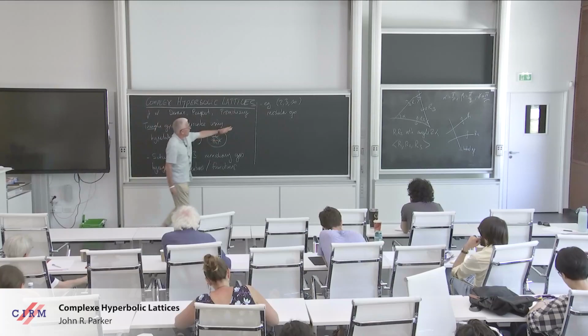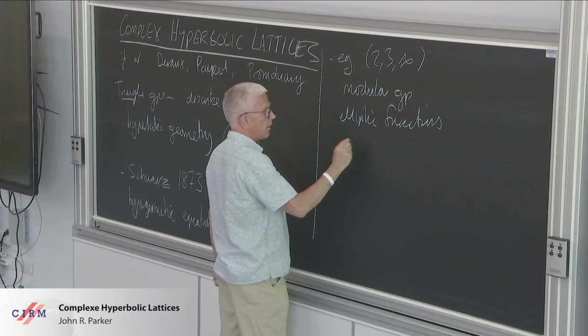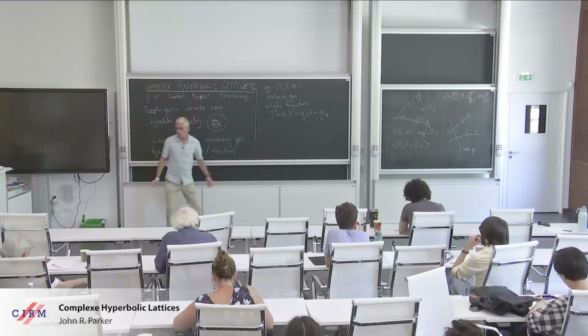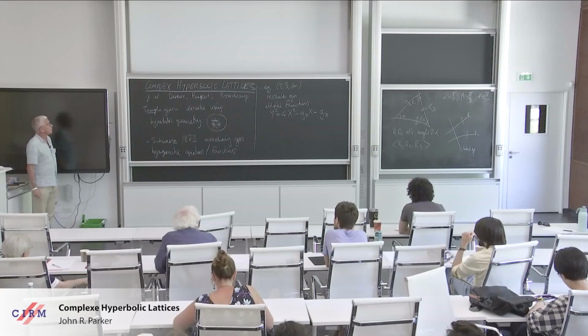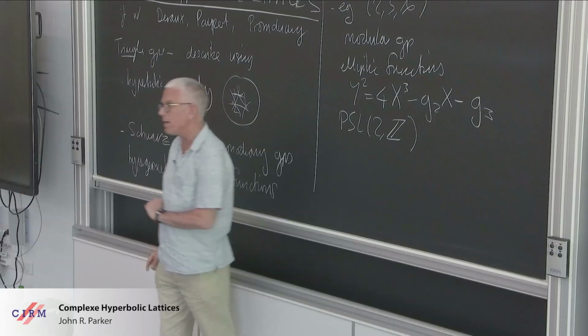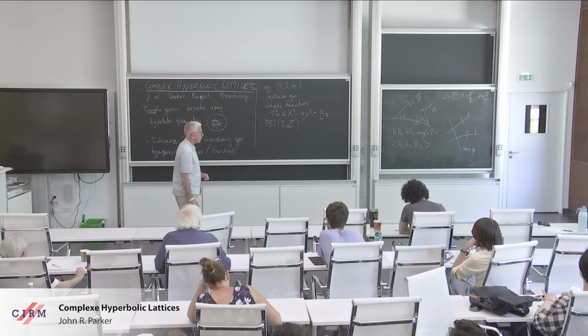And so this is for elliptic functions, or equivalently the equation y squared equals 4x cubed minus g2 x minus g3, the well-known equation of an elliptic curve. And also the modular group we can write as PSL(2, Z), and its discreteness is immediate from the fact that Z is discrete inside the reals.